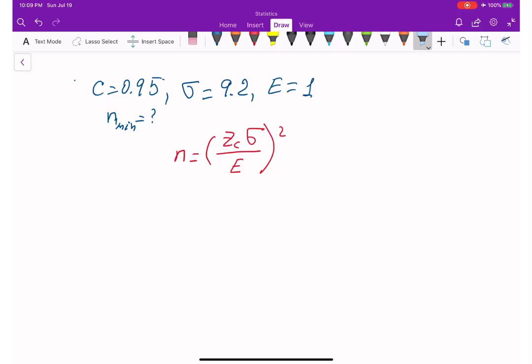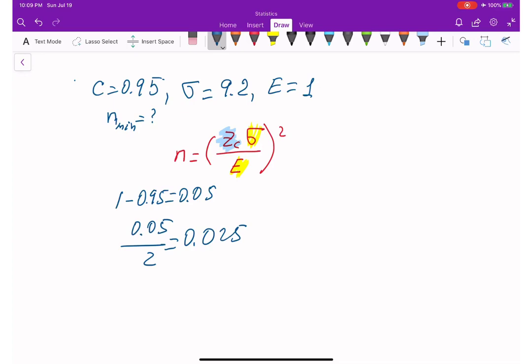Okay, so what we have here and what is missing? We have sigma and we have the error. Z critical is missing. We need to find out Z critical. Well, let's get going because we know how to find Z critical, right? 1 minus 0.95, we are getting 0.05, and divide by 2. It's going to be 0.025.